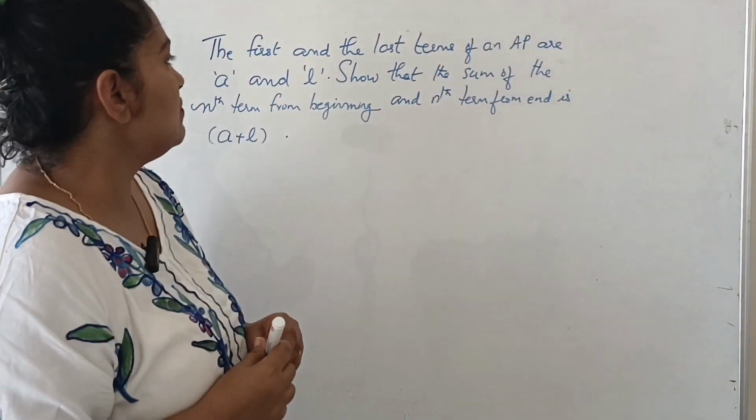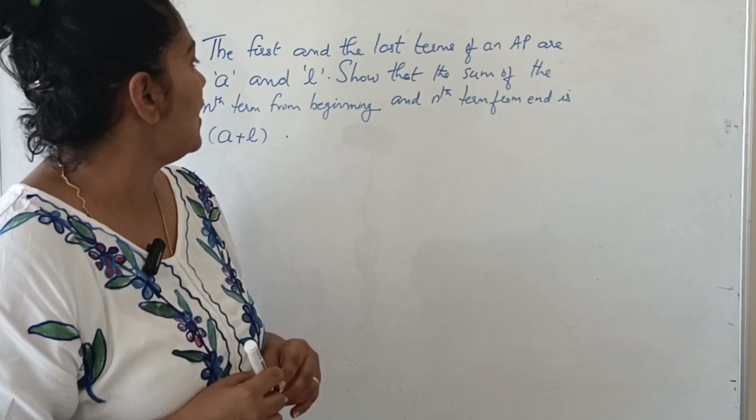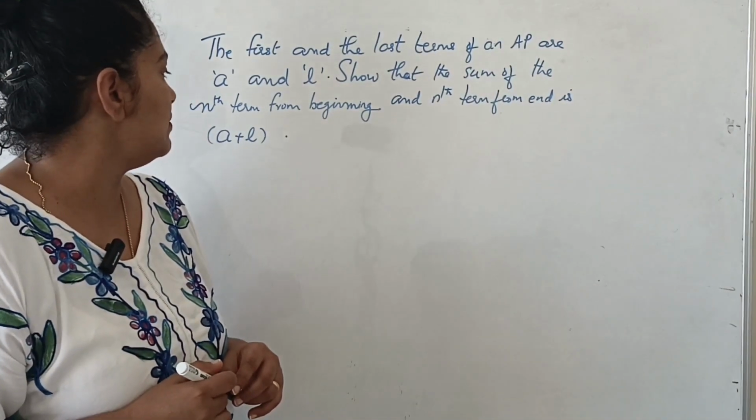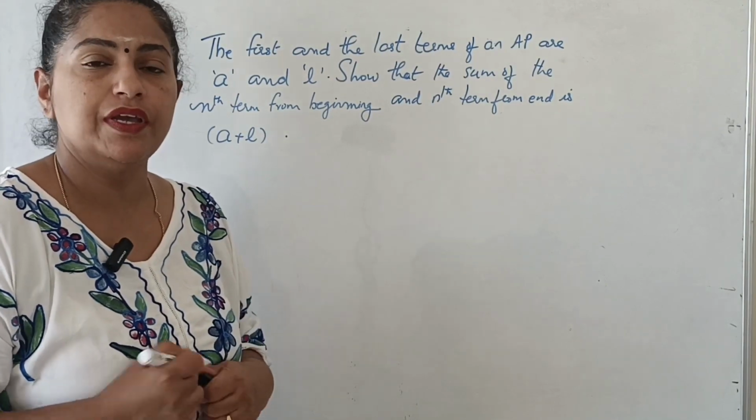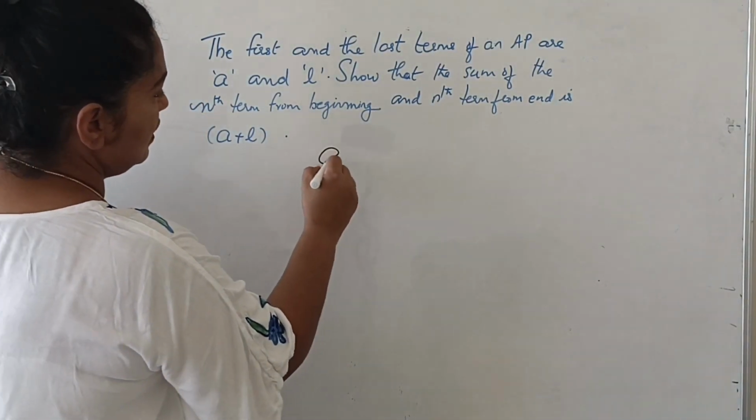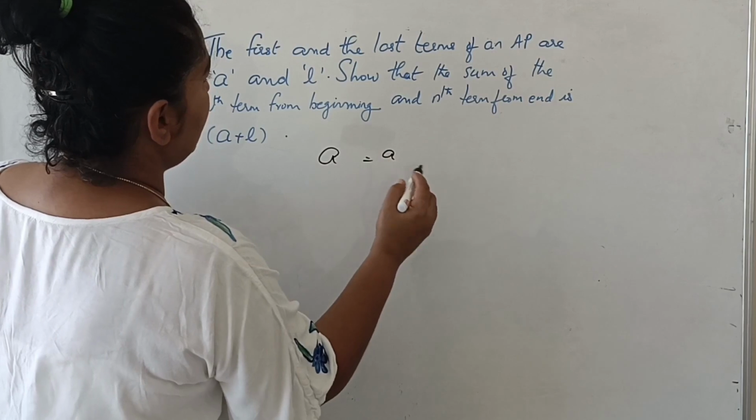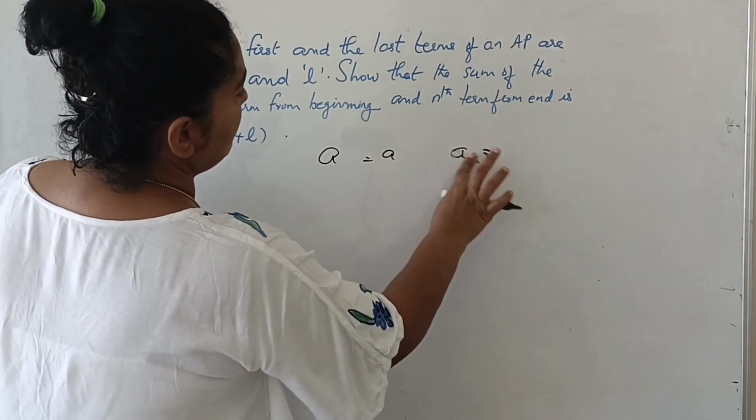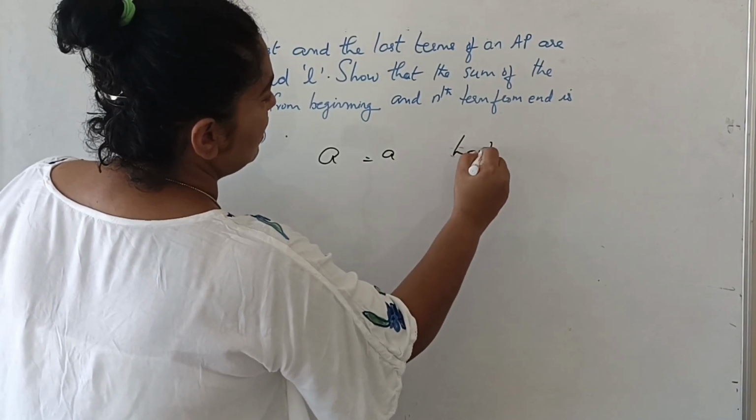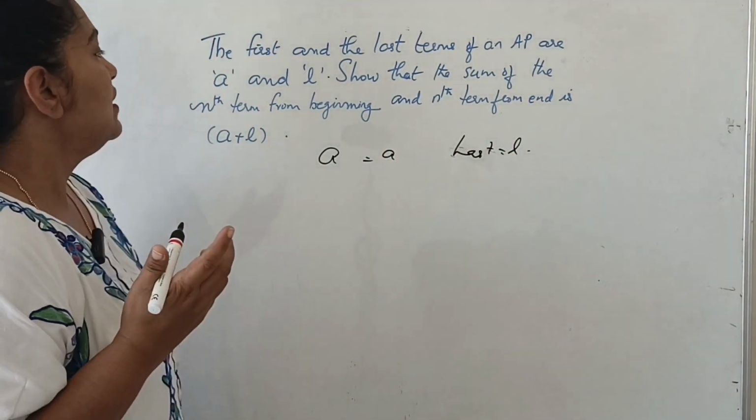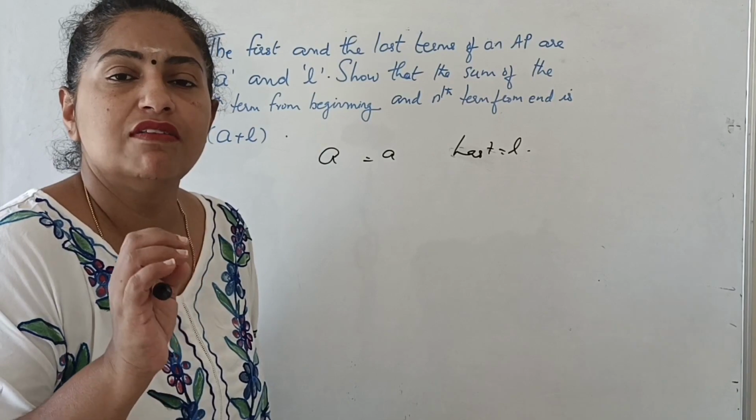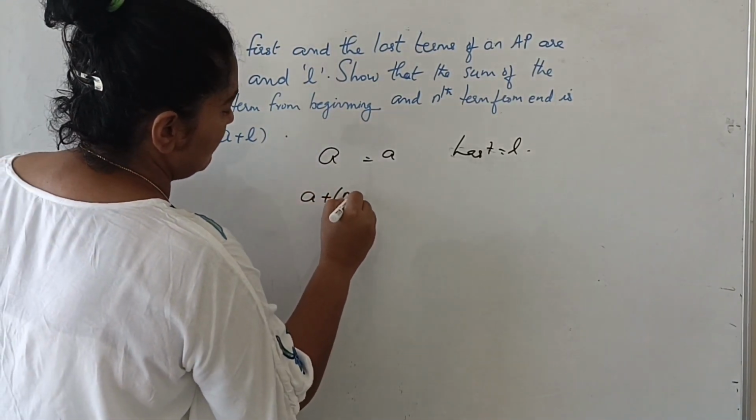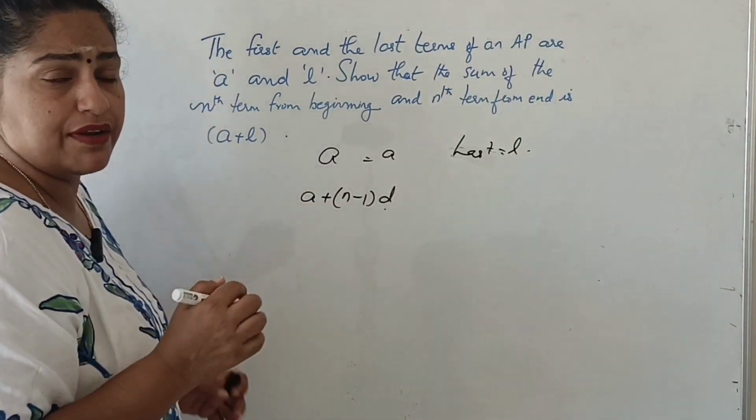The first and the last terms of an arithmetic progression are A and L. Show that the sum of the nth term from the beginning and the nth term from the end is A plus L. Okay. Now the first term is given as A and the last term, so let us say the last term is L. Now you have an arithmetic progression. What is the formula for the nth term from the beginning? A plus n minus 1 D, where D is our common difference.